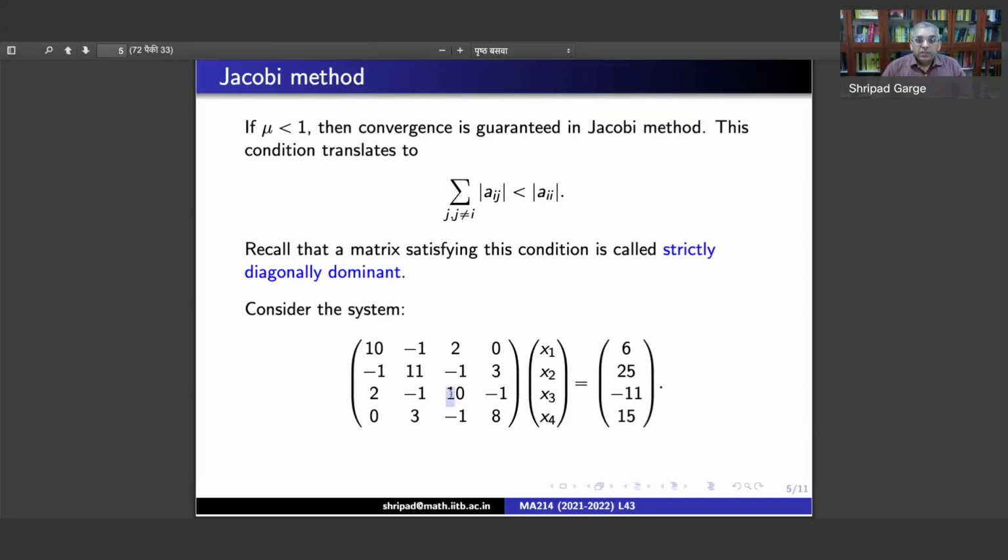In the third row, the diagonal entry is 10, and you have 2 plus 1 plus 1, 4. And finally, in the fourth row, the diagonal entry is 8, whereas the sum of the non-diagonal entries under modulus sign is equal to 4. So we are guaranteed to get a solution in this, and we start with 0, 0, 0, 0 as our approximation, and now we find the kth approximations xk.